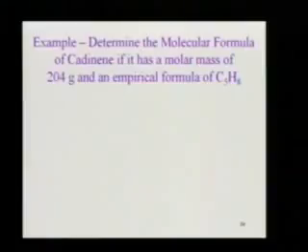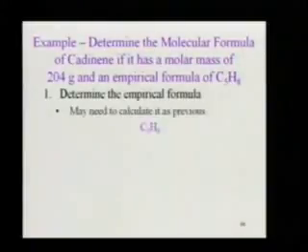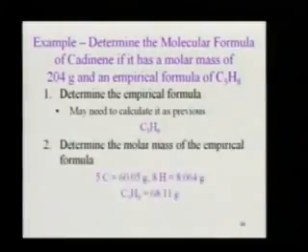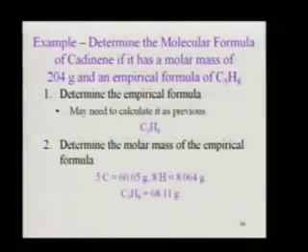Determine the actual molecular formula of catenine if it has a molar mass of 204 grams and an empirical formula of C5H8. How do we do that? Now, we need to know the empirical formula, which is given. Now, understand that I've given it to you here. In real life, probably won't. I'll have you use the percent composition, calculate the empirical formula. Once you have the empirical formula, tell me the molecular formula if you know the actual molecular weight.